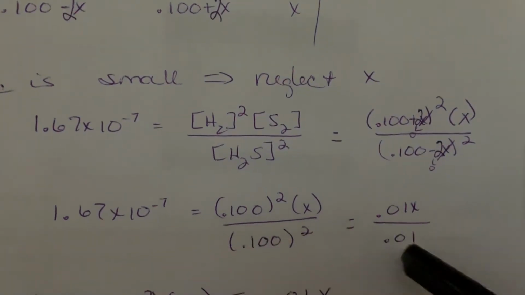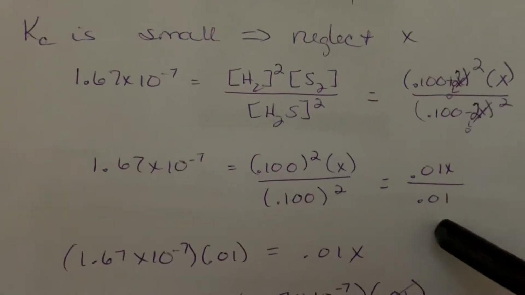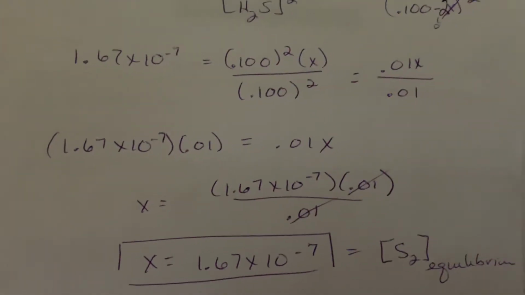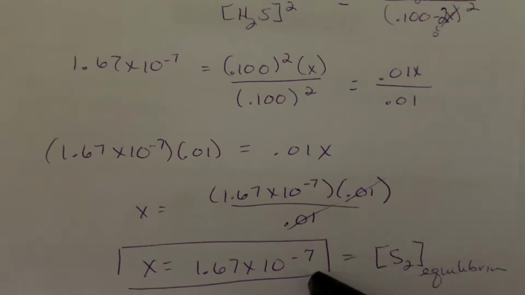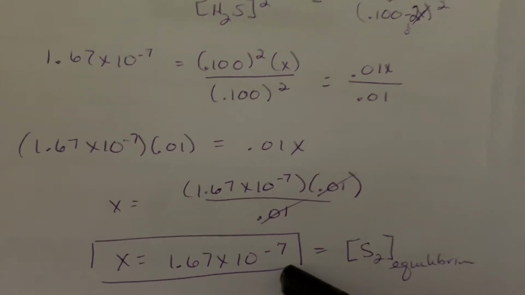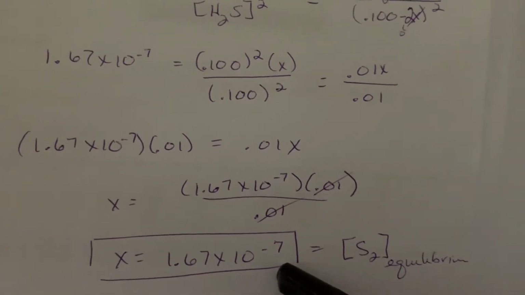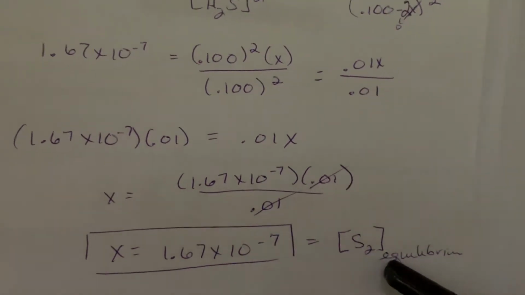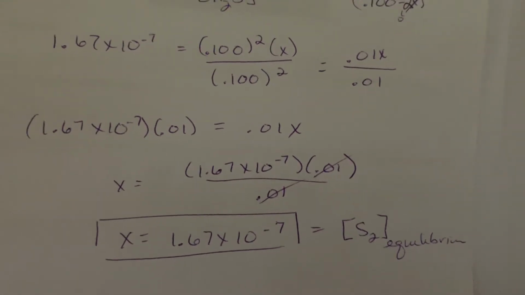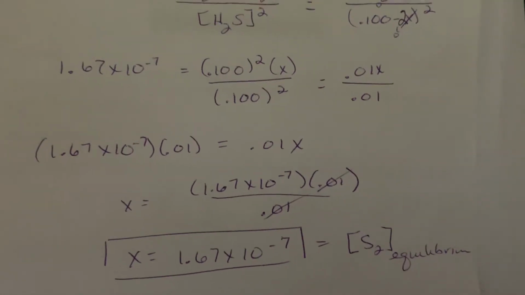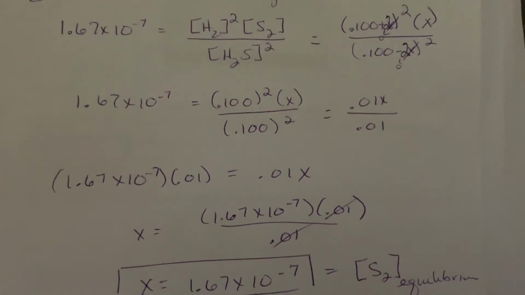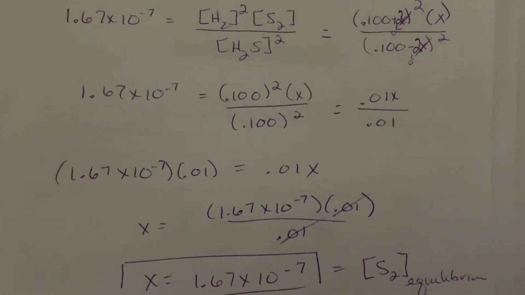And when we rearrange that to solve for x, we get that, there it is. x actually equals the equilibrium constant, which is kind of weird. 1.67 times 10 to the minus 7. That is the concentration of sulfur gas at equilibrium. And your numbers might be slightly different in Mastering Chemistry, so be careful, but this is the general process by which it's worked.